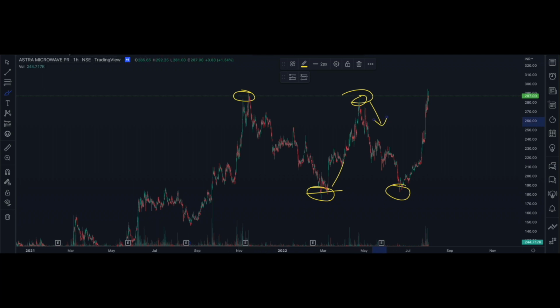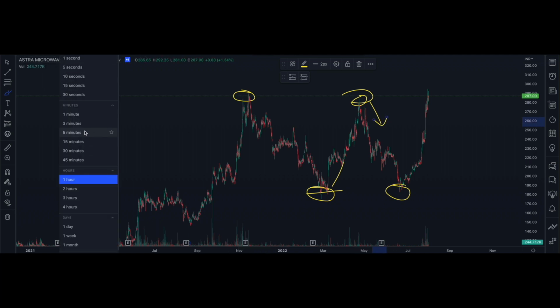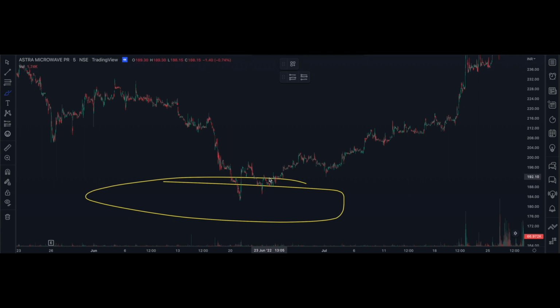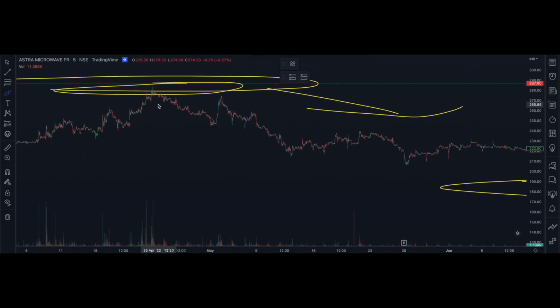Now let me switch the time frame to 5 minutes. Now on a 5 minute time frame also, there was an intraday rally here. At the resistance level also, you can see on a 5 minute time frame, you can look at the rally towards the downside. All these are trading opportunities for intraday.